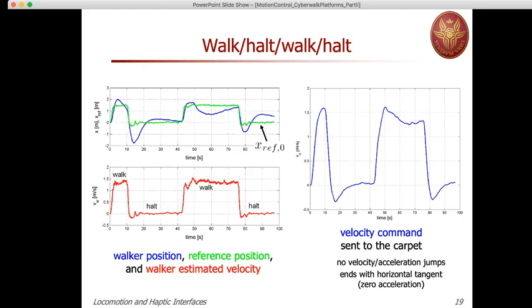Finally, we see the velocity command that is sent to the carpet. In fact, we generate an acceleration command, and we integrate this because the low-level controller of the platform was accepting, in this case, only velocities. So you see that the profile of this velocity is rather smooth, so there are limitations in the derivative of this, which is the acceleration, and even in the second derivative, which is the jerk. We are sometimes sensitive also to large jerks in our stability condition.